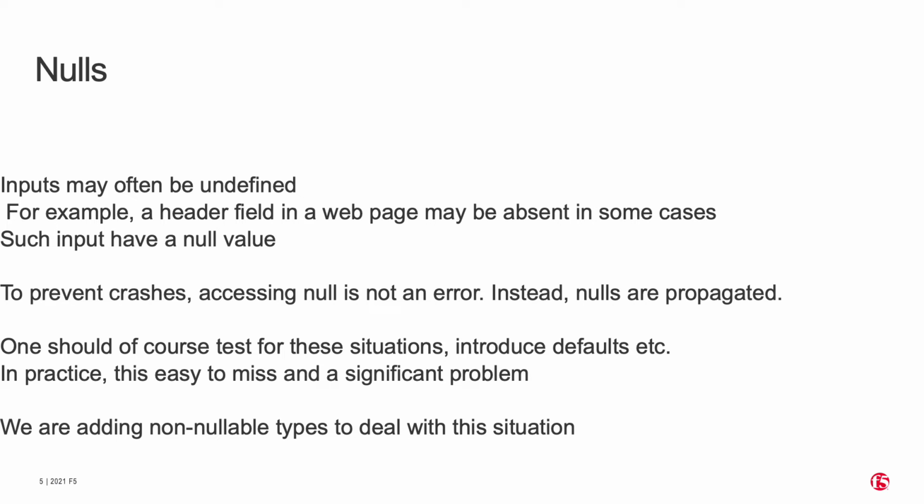Now, of course, you have to test for these situations at some point to catch these and produce a proper value instead. But missing this is easy and is a significant problem for us. A fair amount of cases where we have escalations or bugs, a large proportion of them are actually related to this. And so we're adding non-nullable types in the type system to deal with this.